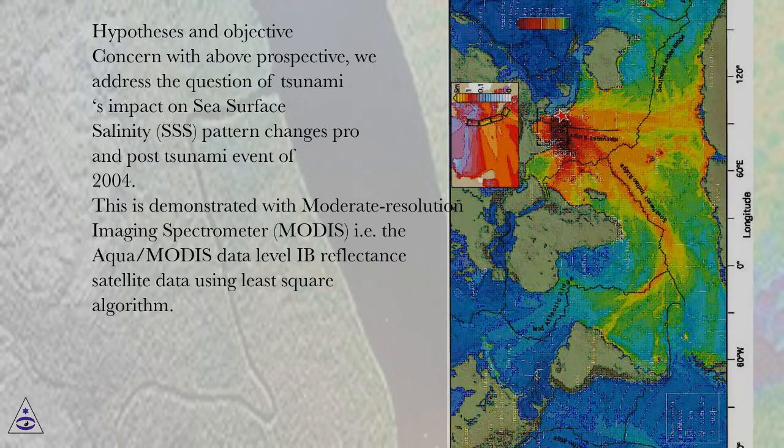Hypotheses and objective. Concerned with the above perspective, we address the question of the tsunami's impact on sea surface salinity, SSS, pattern changes pre- and post-tsunami event of 2004. This is demonstrated with the Moderate Resolution Imaging Spectrometer, MODIS, i.e. the Aqua/MODIS data level 1B reflectance satellite data using a least square algorithm.